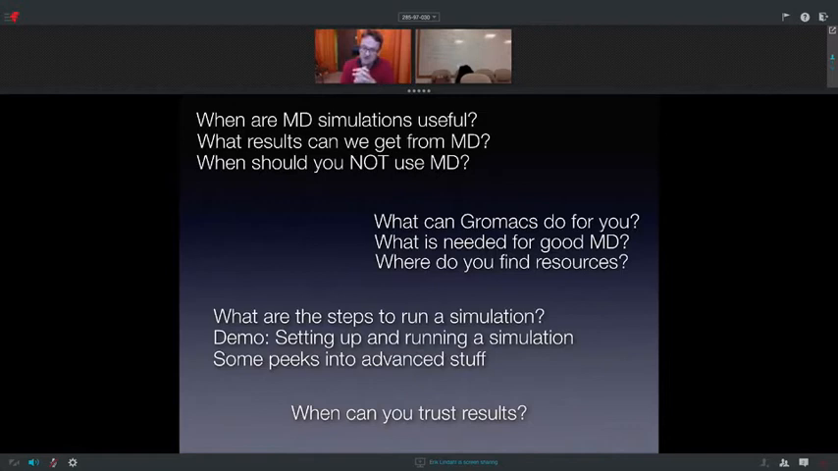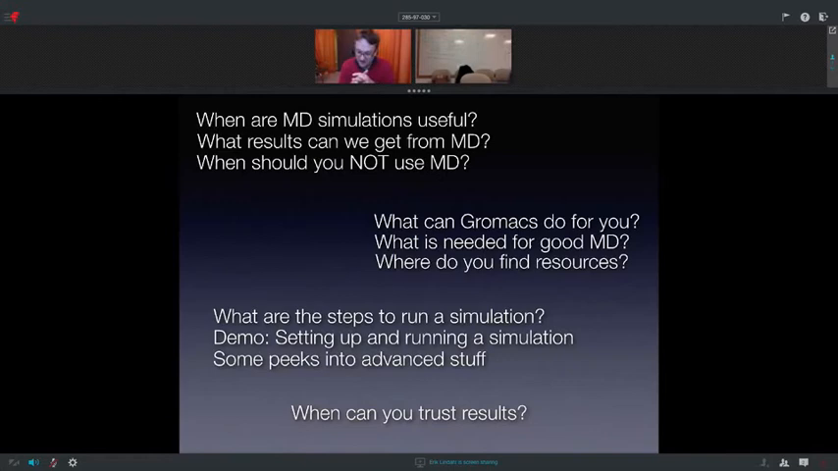Then I'm going to try to tell you a little bit about Gromacs. The one thing that I'm not going to touch at all, I'm not going to tell you anything about the code. I'm not going to give you the background. There are papers you can read if you're interested in that. There are plenty of tutorials online. I'll try to point you to them instead. But I'm going to try to introduce you a little bit. What are the questions you should think about before you even start doing any MD simulations in the first place, and also where you find all these resources?